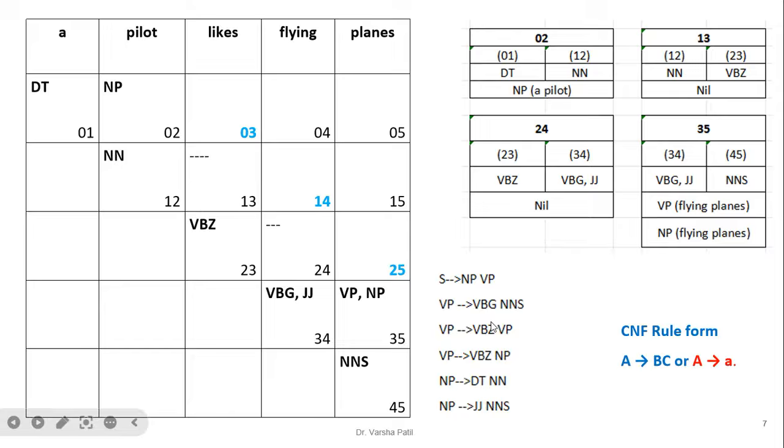NN and VBZ not present, nil. If not present, we are writing nil. Now we require to check the combination of VBZ VBG is there, no. VBZ JJ is there, no, nil. Now VBG NNS is there, yes, VP, and here JJ NNS is there, yes. So see, the words are same, but we are generating two different phrases, that is, one is the verb phrase and second is the noun phrase.